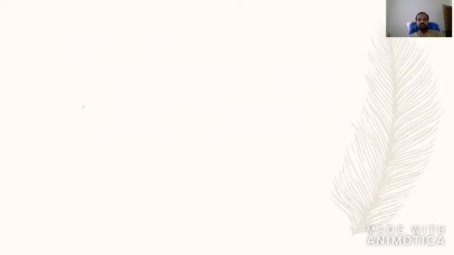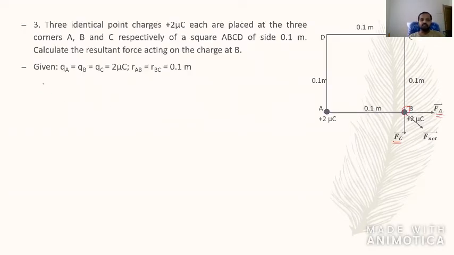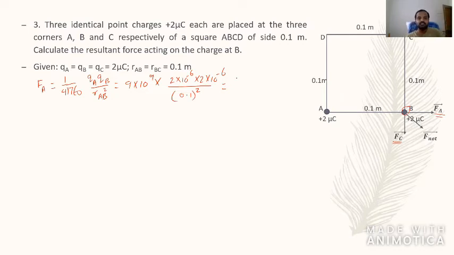Okay. So for this, firstly, we have to find out what is the force Fa. So Fa is equal to 1 by 4 pi epsilon naught into, we already know that it is Qa into Qb divided by Rab square. So this will be 9 into 10 raised to 9 into 2 into 10 raised to minus 6 into 2 into 10 raised to minus 6 divided by 0.1 the whole square. Okay, so on solving this, we get the force to be equal to 3.6 Newton.